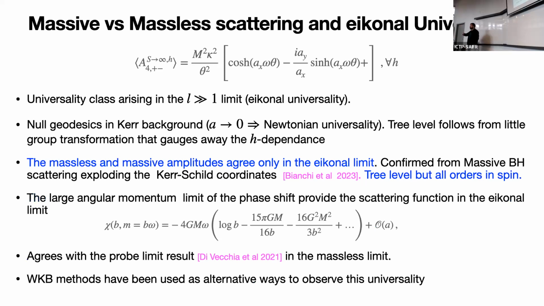Something that you can do with your partial waves as well is compute what the scattering function for the massless scattering looks like in this eikonal regime. As you would expect, the result that you get from the shift computation agrees with the massless scattering, which was checked in comparison with Vecchia and collaborators. There's also another way of seeing this universality, when using Darwin-Kerr methods. This is a very solid result.